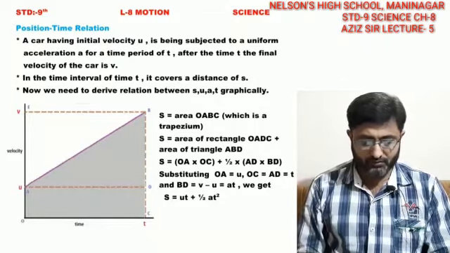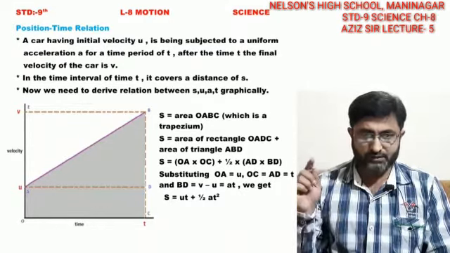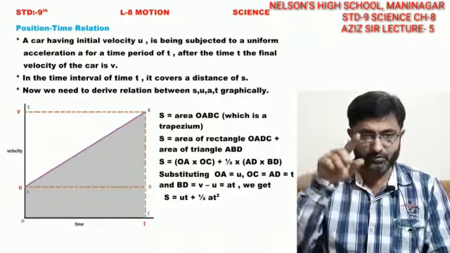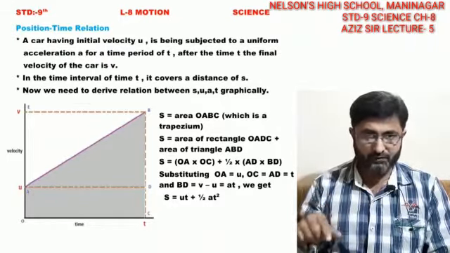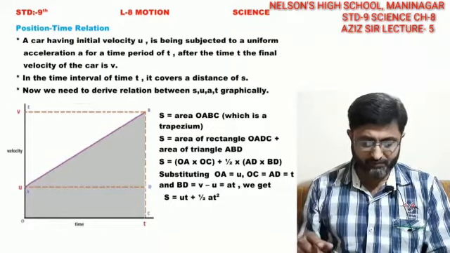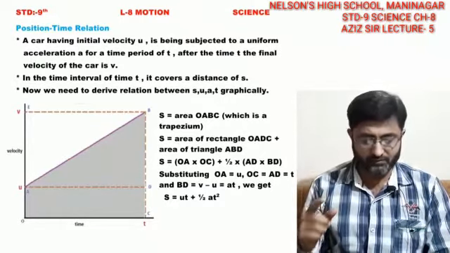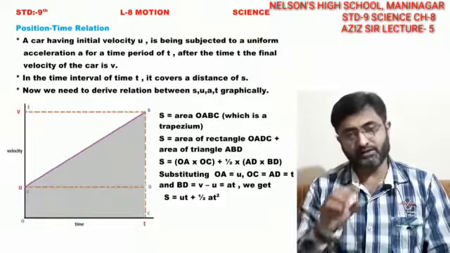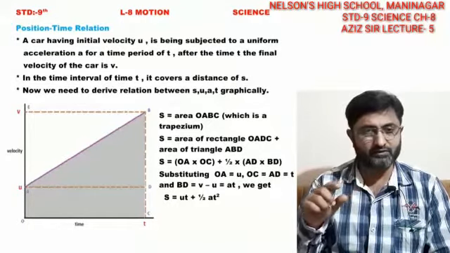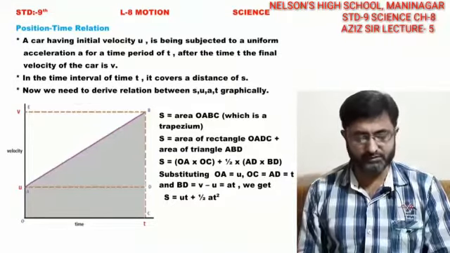So here, putting these values, we put OA equal to U, OC equal to T. So it will be UT plus half AD into BD. AD is T and BD is equal to AT. So AT into T is equal to AT square. So the equation comes out as S is equal to UT plus half AT square. So this comes out from the position-time relation.